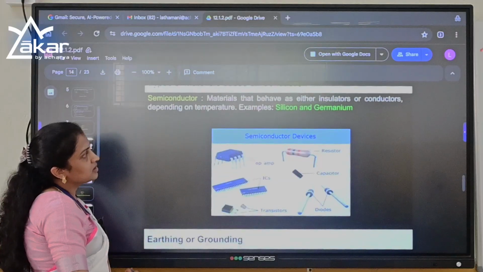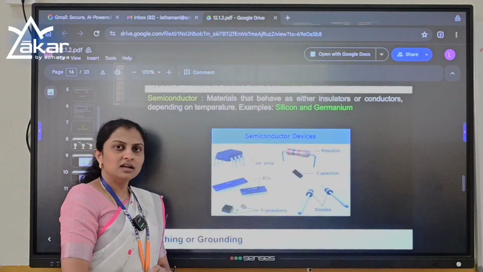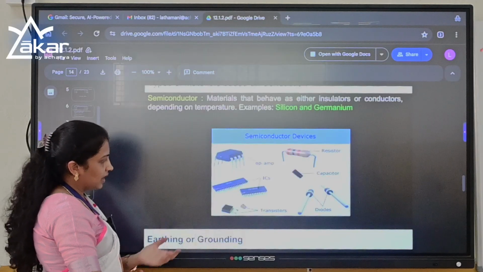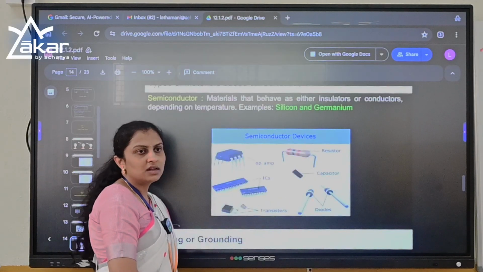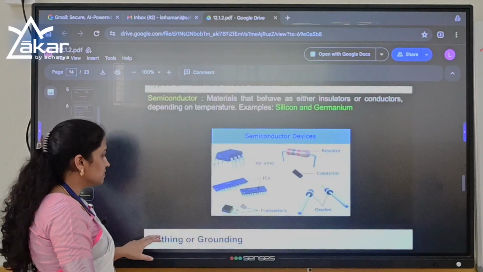Next, semiconductors. Semiconductor means it behaves as both insulator and conductor. These are the examples: ICs, transistors, diodes, capacitors. So these are the examples of semiconductors.